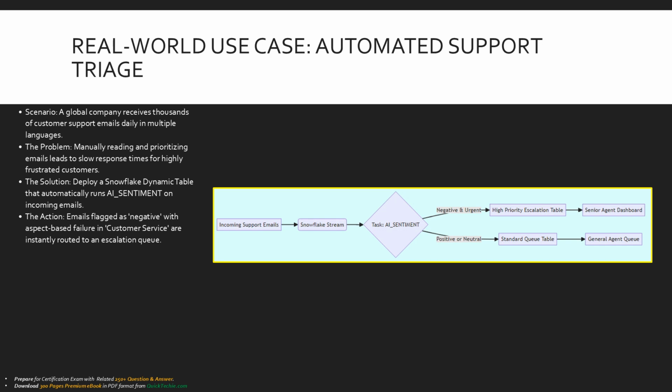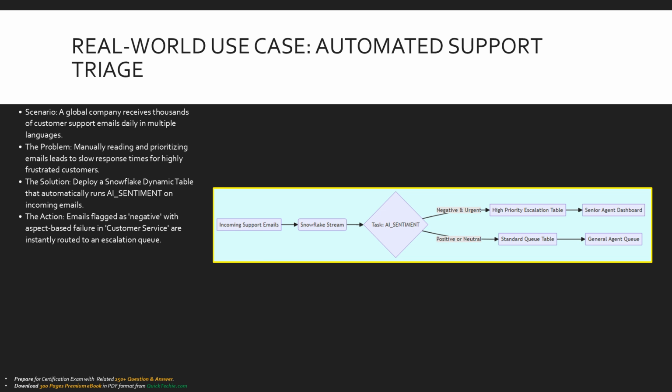Let's apply this to a critical, real-world scenario: automated customer support triage. Imagine a massive global retailer receiving tens of thousands of support emails every day, spanning 5 different languages. If human agents read these chronologically, a furious customer threatening to cancel their contract might wait 24 hours for a reply. The architectural solution is to build a Snowflake dynamic table or a stream and task pipeline that ingests these emails.